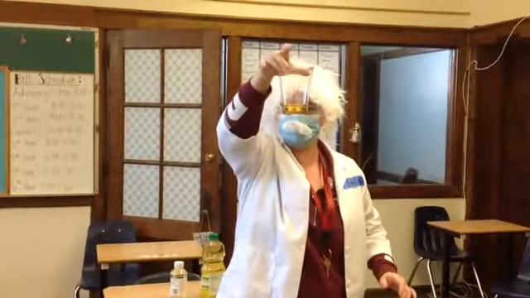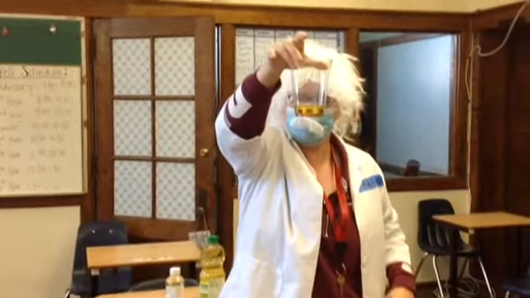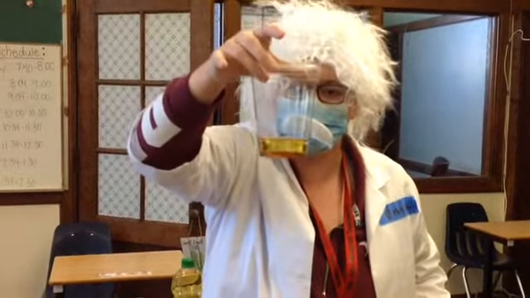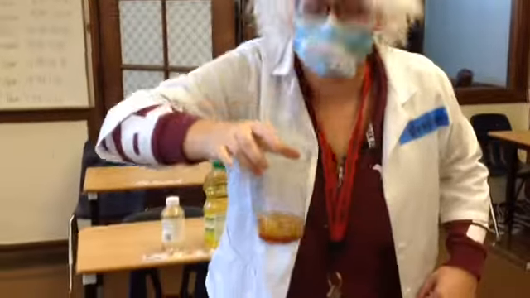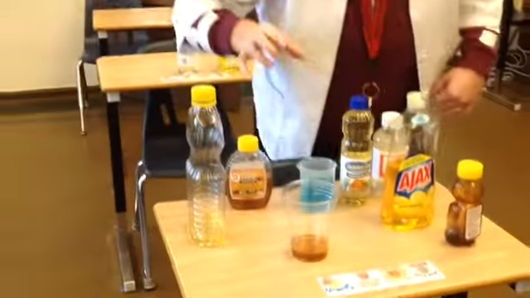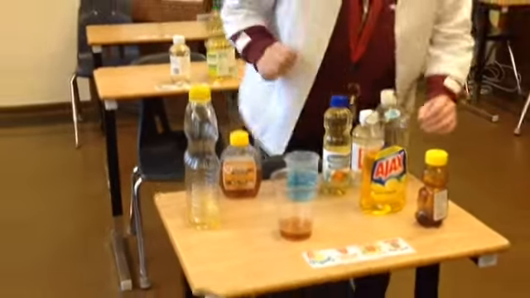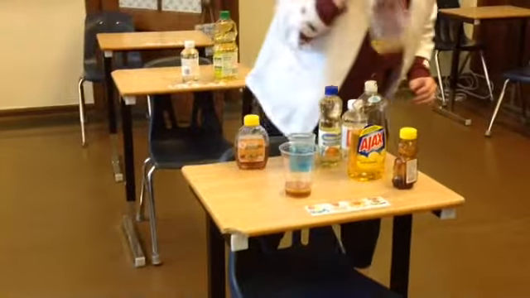Oh, can you see that, Miss Tobias? I can. What happened to the honey? Ooh, it is going to the bottom. It's sinking to the bottom. What does that mean? Oh my gosh, I think it's more dense than the vegetable oil. I think you're right. Okay, so far, honey is the most dense. What should we try next?